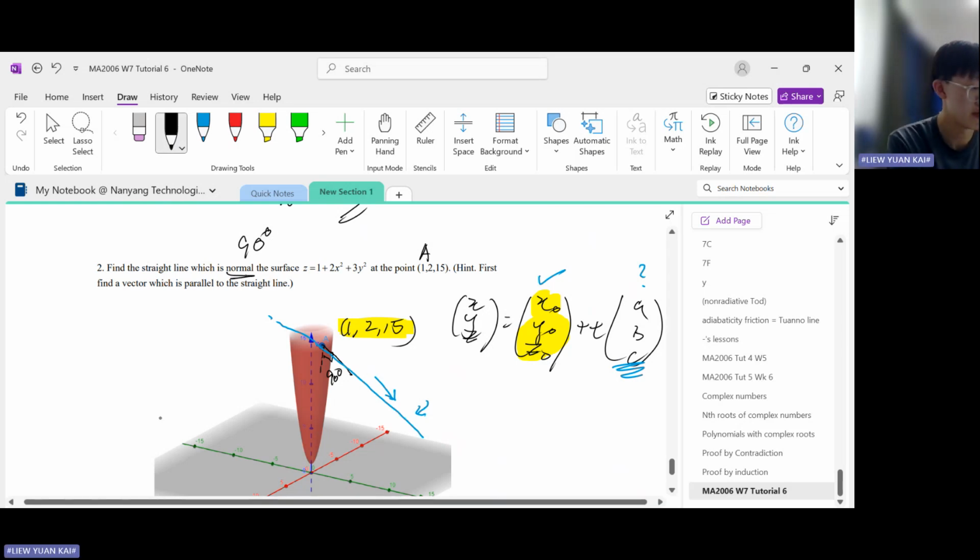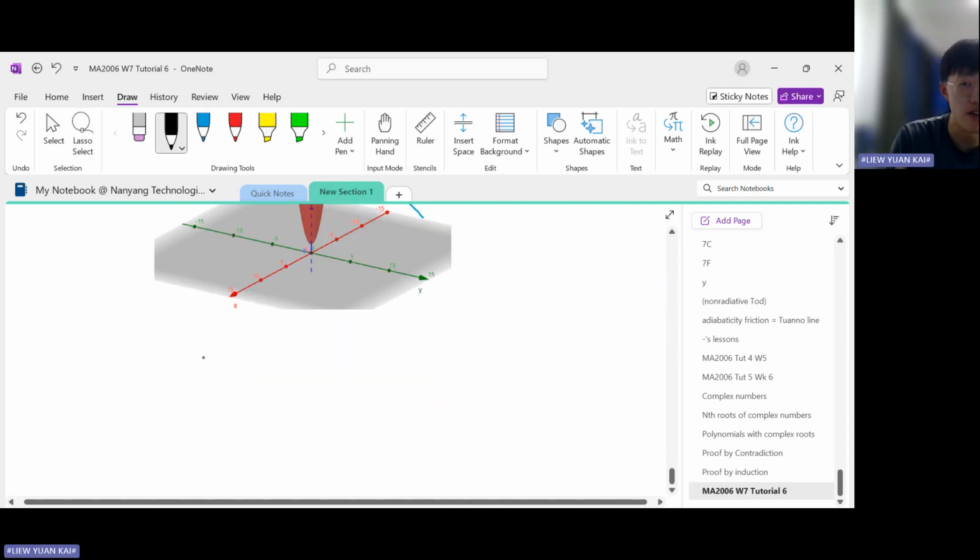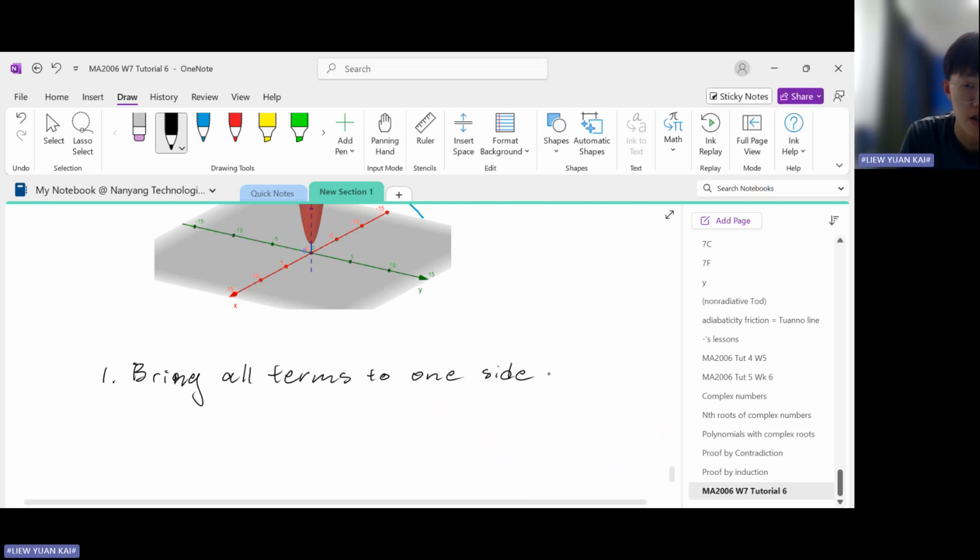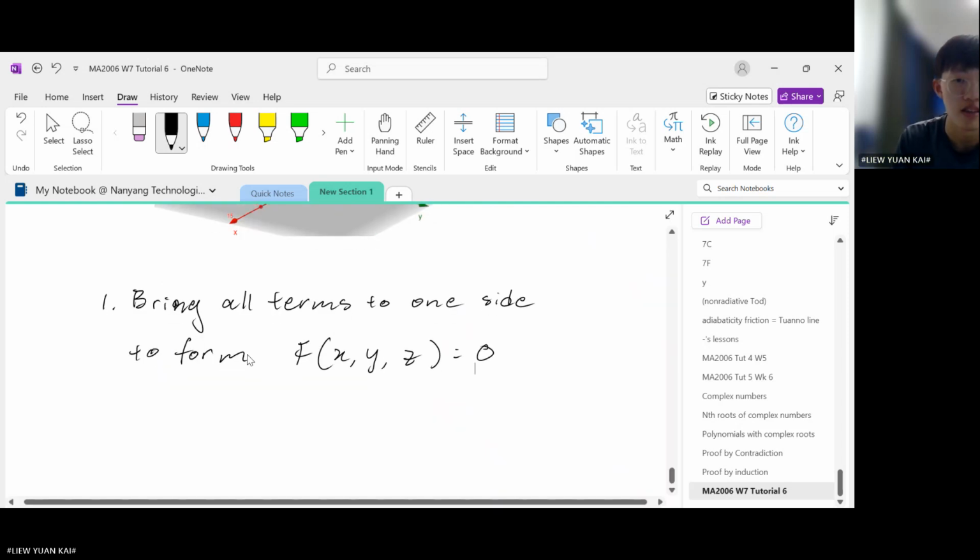Let me now lay down the steps for you. Okay, so for a given equation of a surface, the first thing you need to do is bring all terms to one side of the equation to form an equation of the form f of x, y, z is equal to 0. Okay, the next thing you need to do is calculate nabla f of x, y, z.